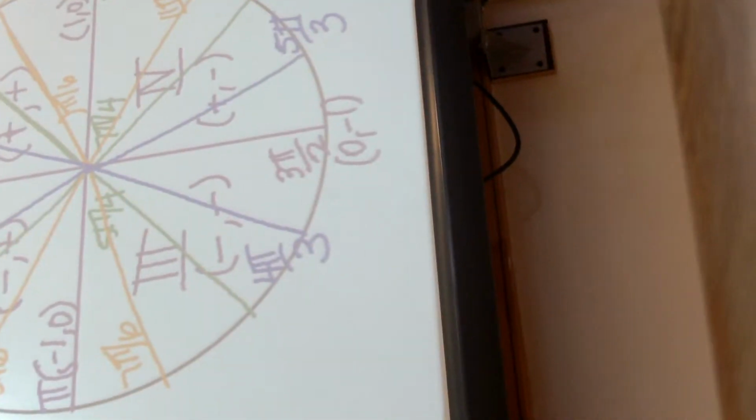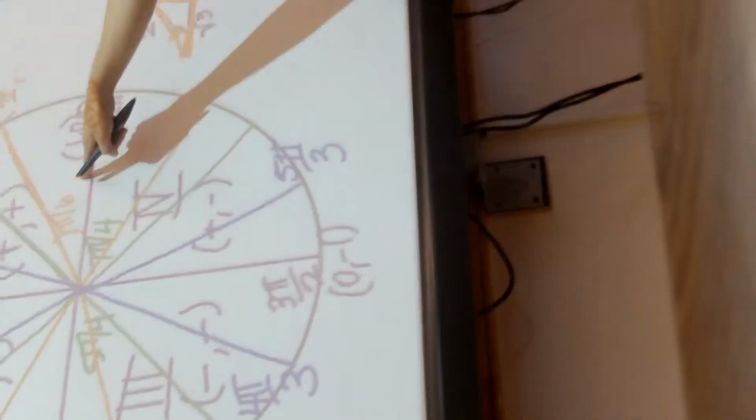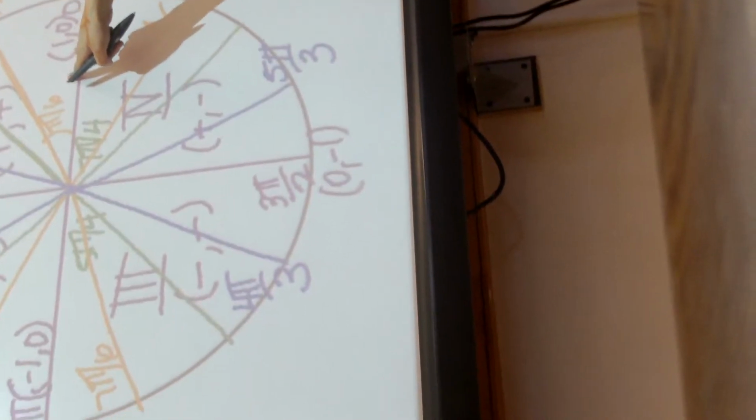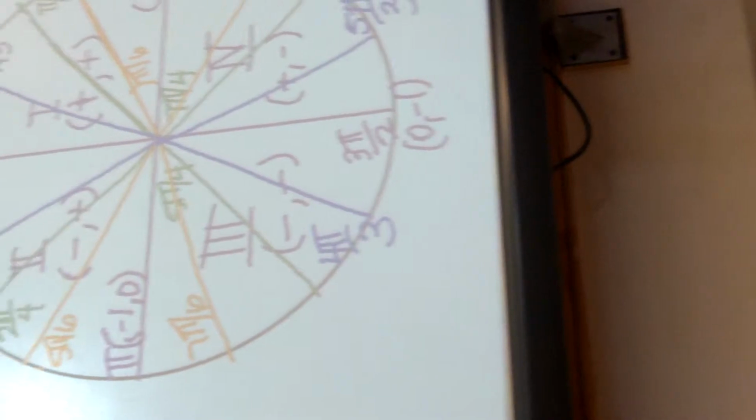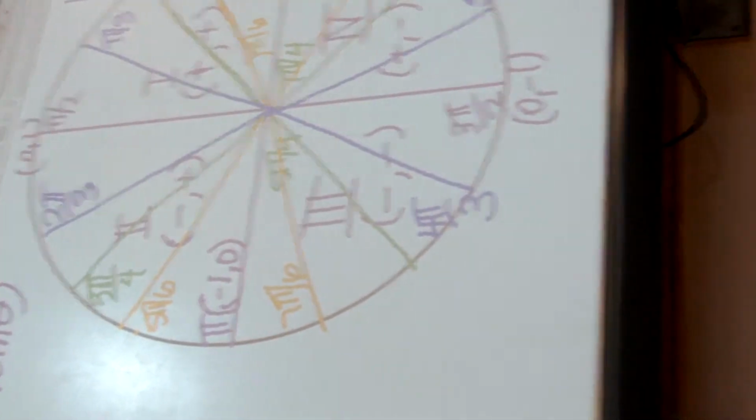With that color. Let's go back to this color. All right. The y value or the sine. The sine value is what? 1/2. Opposite over hypotenuse. So I have the point square root of 3 over 2, comma 1/2.